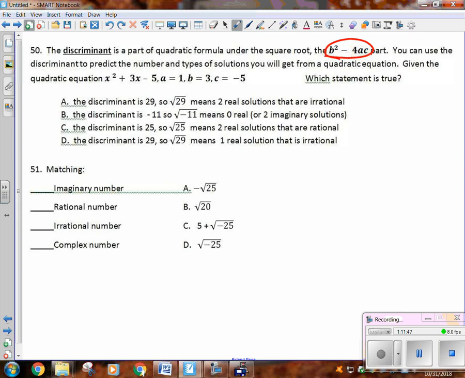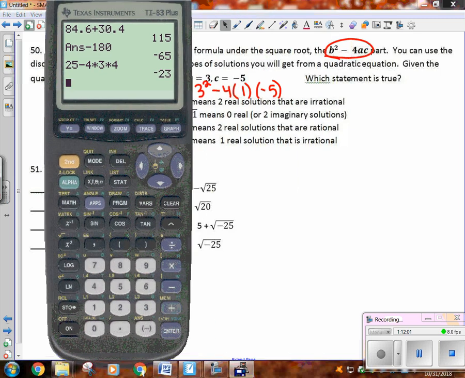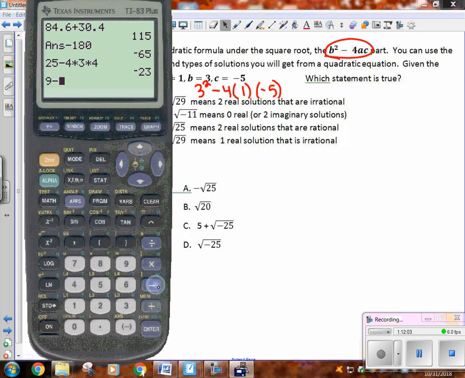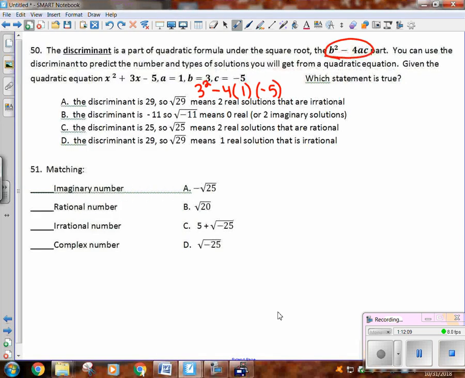B squared: B number squared would be 3 squared minus 4 times A, which is 1, times C, which is negative 5. So if I do my calculator, 3 squared is 9 minus 4 times 1 times negative 5, that's 29. So that means it's not going to be B and it's not going to be C. Now, does that mean it's 2 real solutions that are irrational or 1 real solution that is irrational?